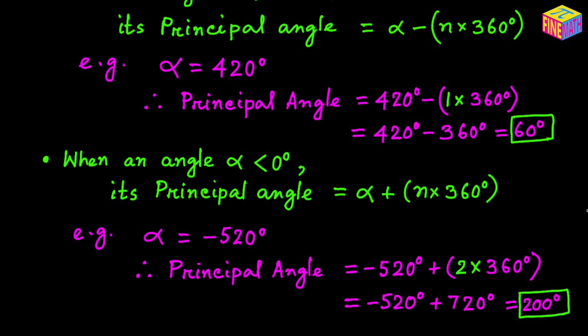To calculate the principal angle for negative 520 degrees, what I have done is add 2 times 360 degrees to the original angle, negative 520 degrees, and finally we get a value of 200 degrees. That is quite satisfactory to be a principal angle because it comes within the range of 0 to 360. Within that range, if we can calculate an angle by adding or subtracting any integral multiple of 360 degrees, we can easily calculate the principal angle. So in the second example, for the negative 520 degree angle, the principal angle will be 200 degrees. I hope the concept of principal angle is clear now.